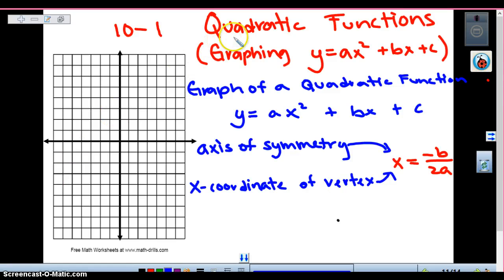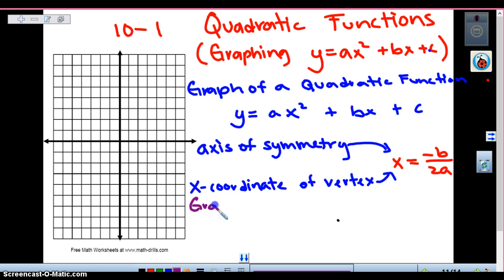Today we're talking about quadratic functions and we're graphing equations in the form y equals ax squared plus bx plus c. So when we have to graph the quadratic function y equals ax squared plus bx plus c, we need to find the axis of symmetry by using the equation of x equals negative b over 2a. This same equation gives you the value of the x coordinate for the vertex. So let's start graphing so we can see how we use this.